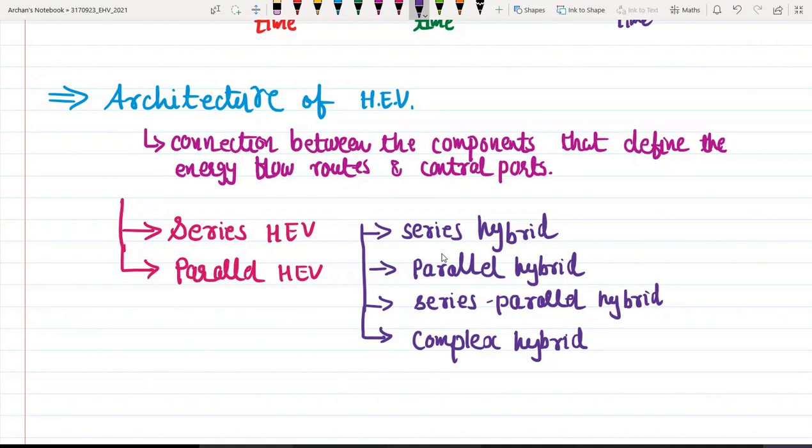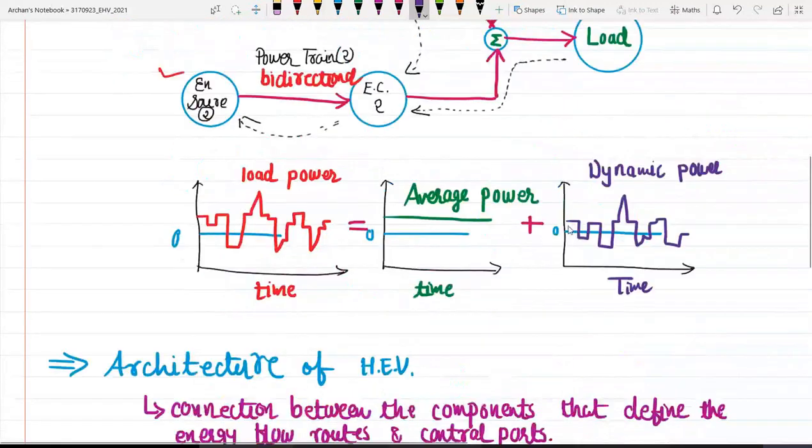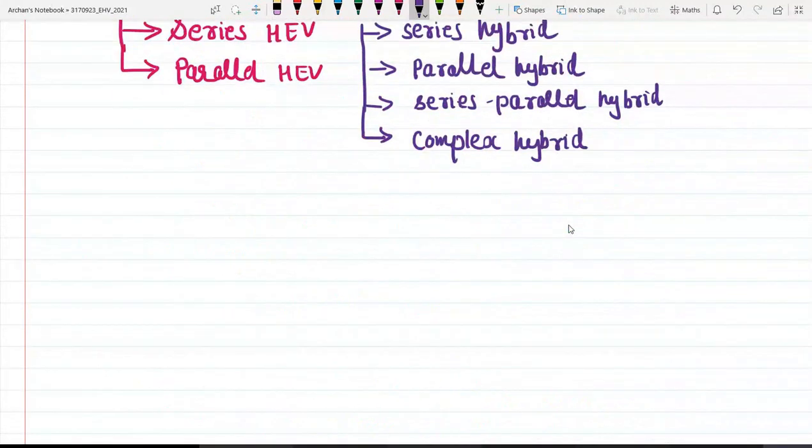What do you mean by series hybrid electric vehicle? What do you mean by parallel hybrid electric vehicle? Now, as the name suggests, you will surely understand that whenever I talk about the series hybrid, that means two powertrains are to be connected in series. Whenever we talk about the parallel hybrid, at that time, two powertrains are to be connected in parallel, like we have seen this. Okay, this is the case of parallel hybrid electric vehicle. Okay, so let us see these classifications, right? First we'll start with the series hybrid.